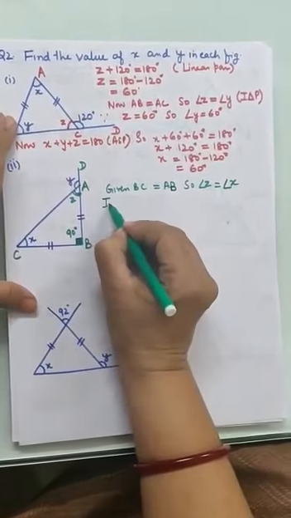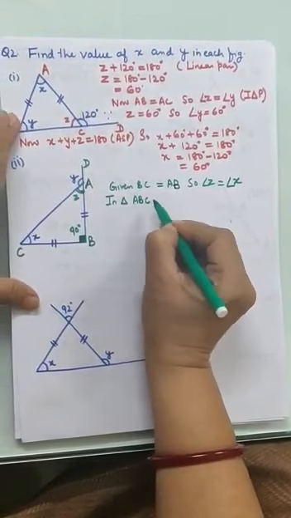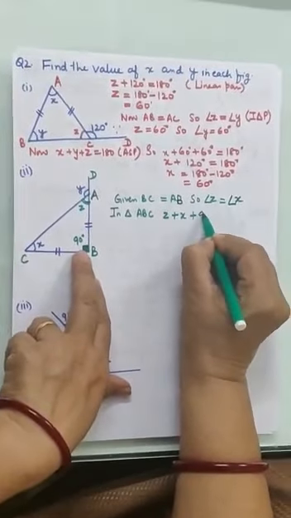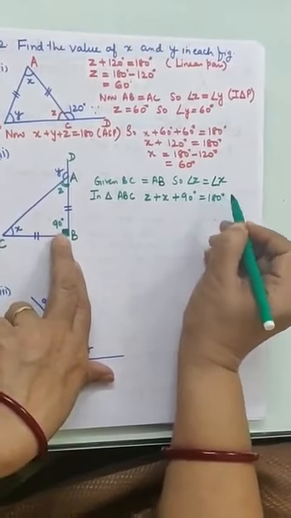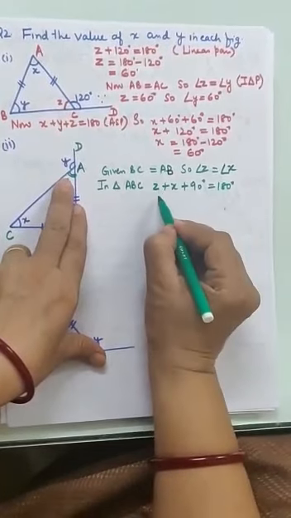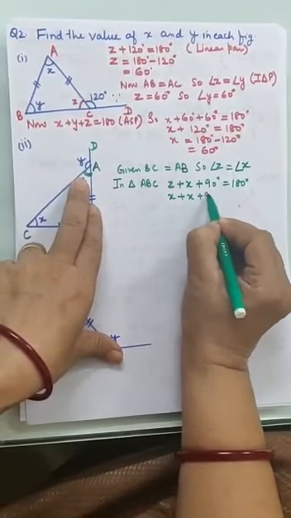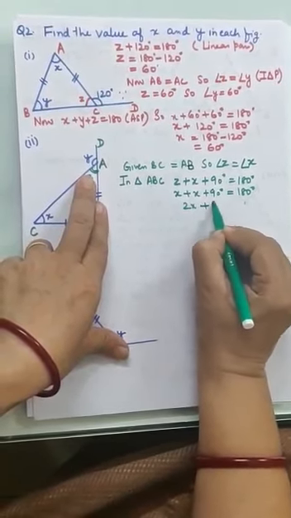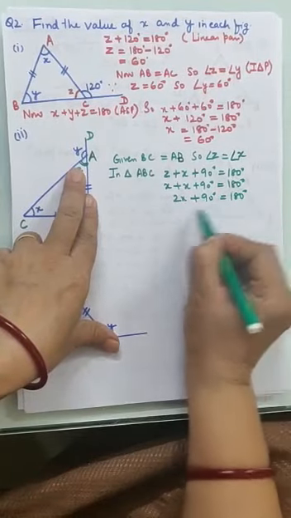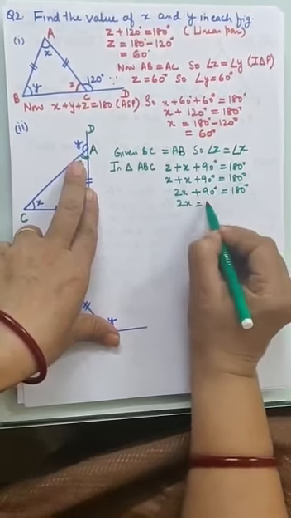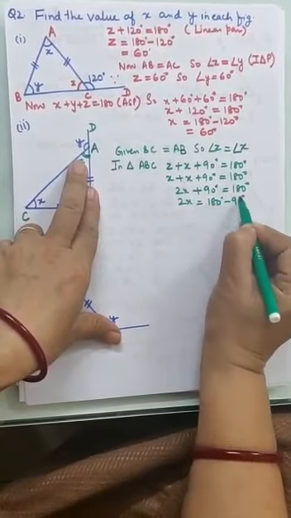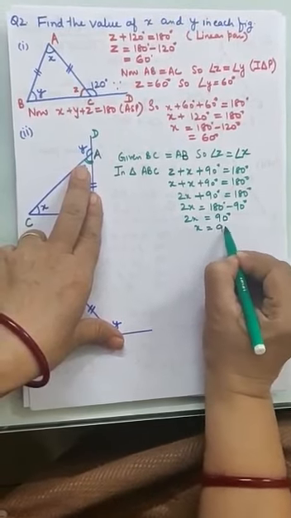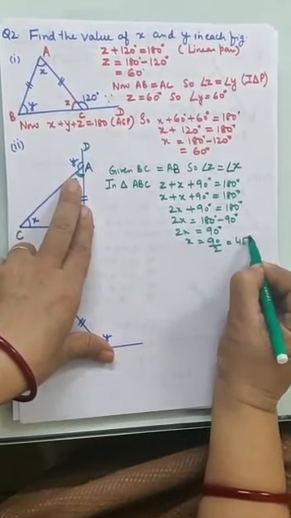So in triangle ABC, Z plus X plus 90 degree equal to 180 degree. Since these two angles are equal, so we take Z also as X. X plus X is 2X plus 90 degree equal to 180 degree. So 2X is equal to, this shifts this side, so it becomes 180 minus 90 degree. So 2X is equal to 90 degree. So X is what? 90 divided by 2, which is equal to 45 degree.